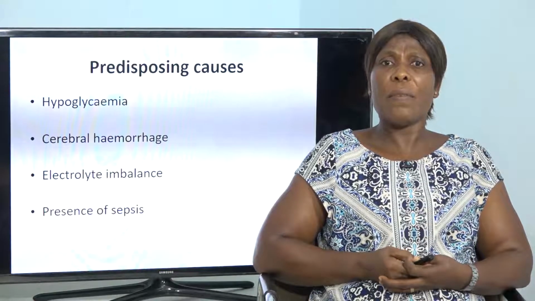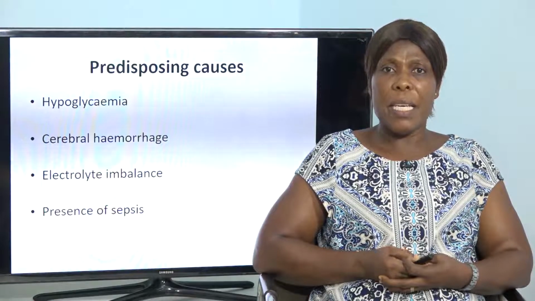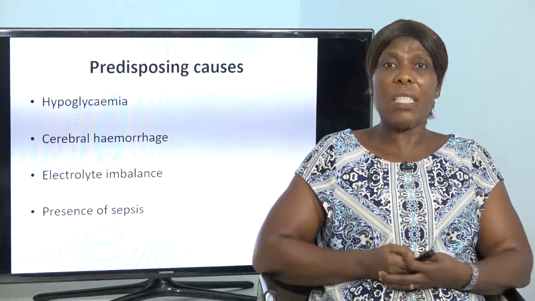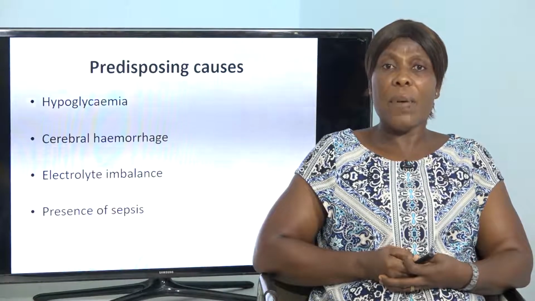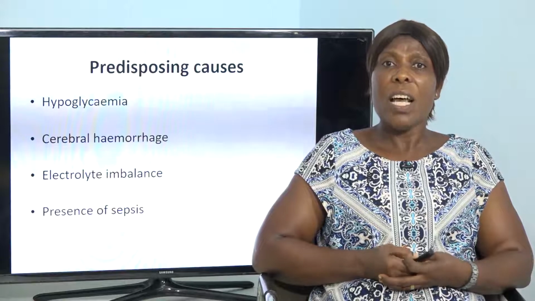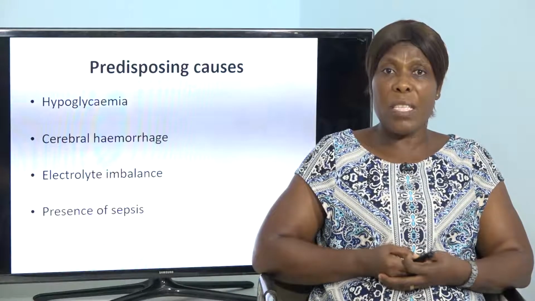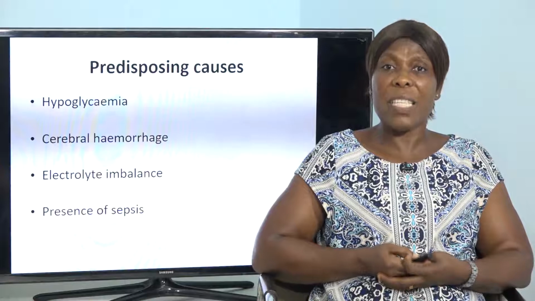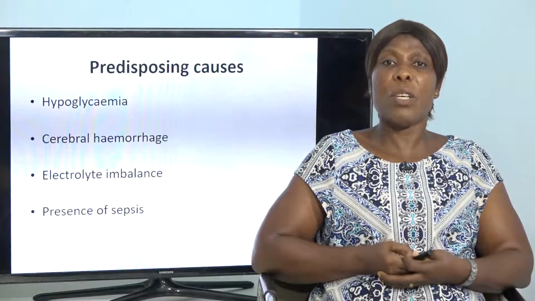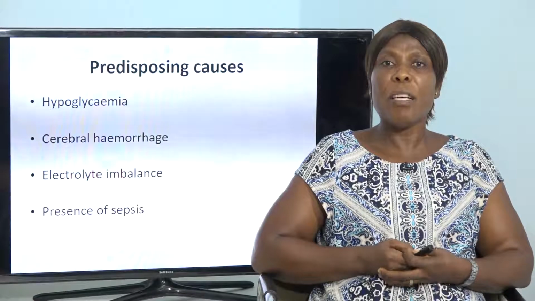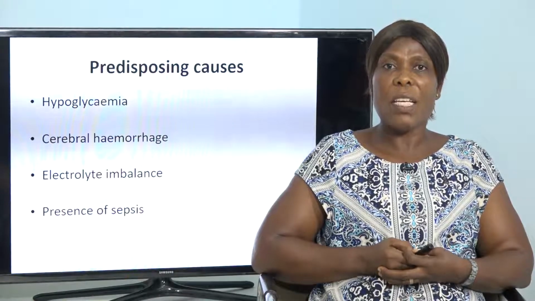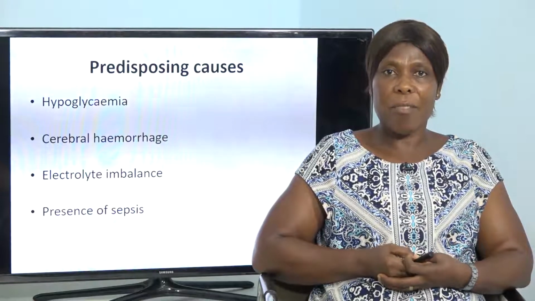Also, when they have cerebral bleeding, that is bleeding into the brain cavity, it means that a vein or an artery has ruptured in the brain. And you know we have the respiratory center in the brain. So when the blood presses on this respiratory center, it prevents them from breathing, and then the baby may suffer this apneic attack.